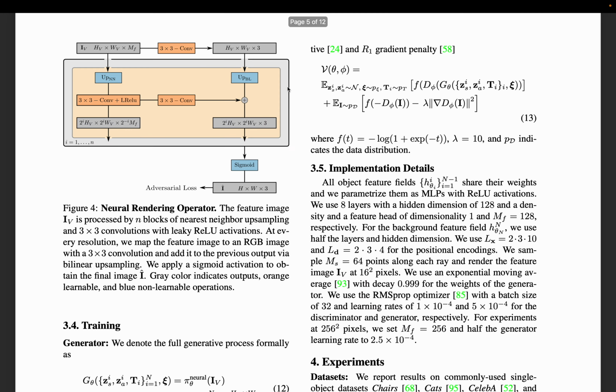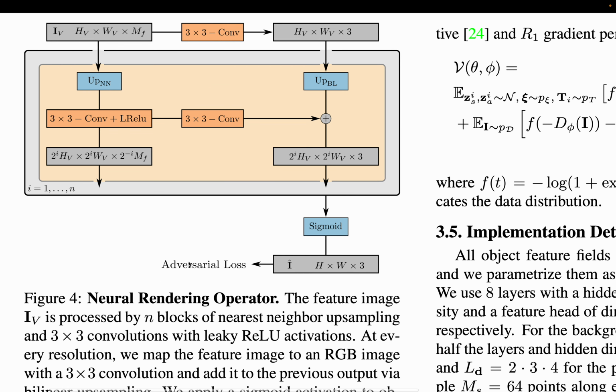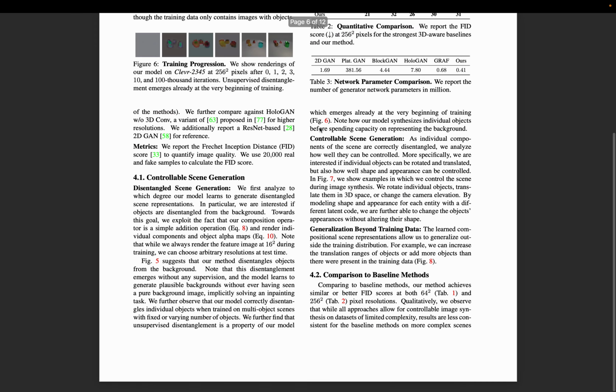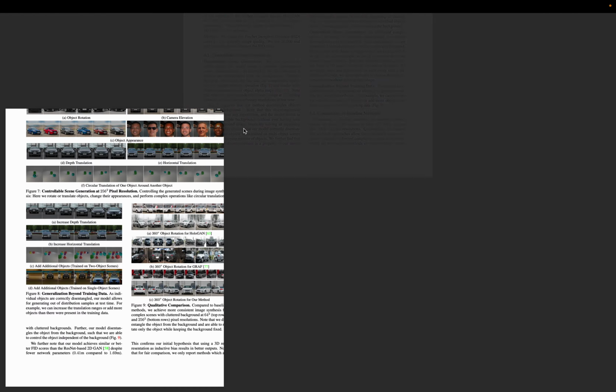Okay, so here we have some more details on the neural rendering operator. Again, that's a CNN-based model. We don't need to spend much time on that. And I think that's all. We can have a quick look at the results.